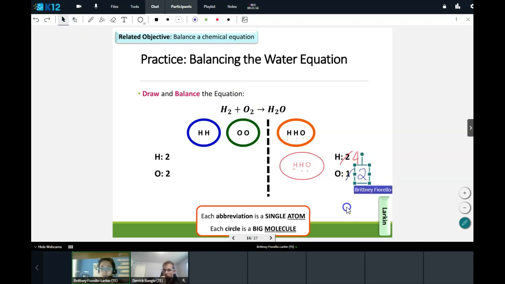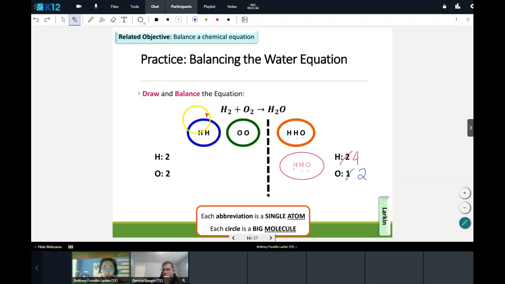Is our hydrogen balanced? Yes or no? Is our hydrogen still balanced? No, so we now need to go back and fix the hydrogen. So which side now needs more hydrogen? The left side with 2 or the right side with 4? Which side now needs more? Yeah, the left side needs more hydrogen.